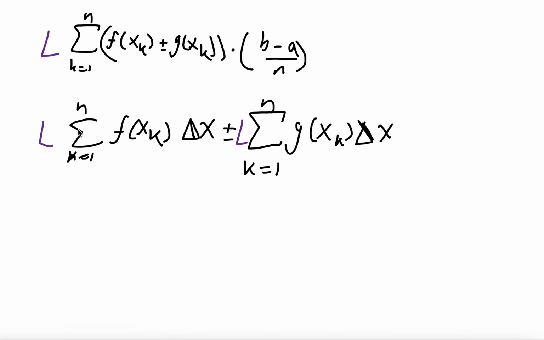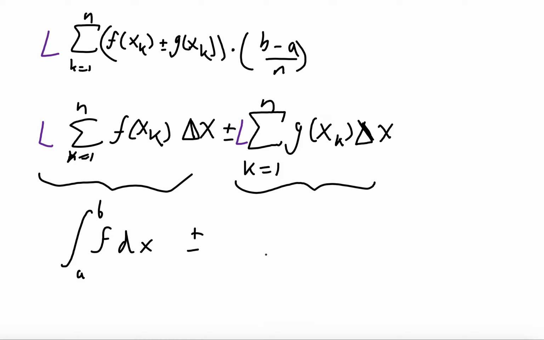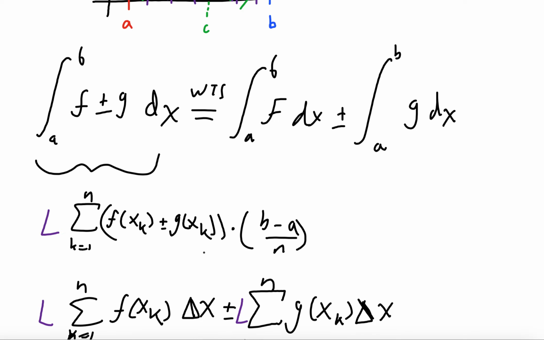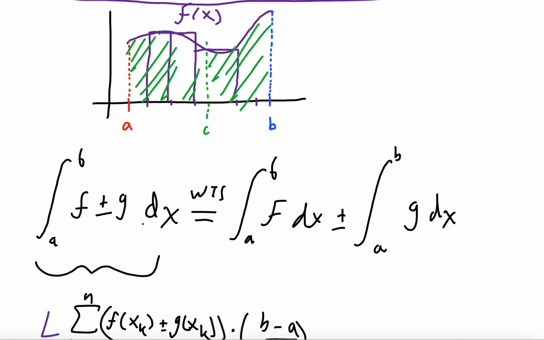And now, by definition, you can see that this expression is the integral from a to b of f dx, plus or minus, by definition, this expression here is the integral from a to b of g dx. And there you go. There's a rigorous proof of this idea of linearity with sums and differences of functions.